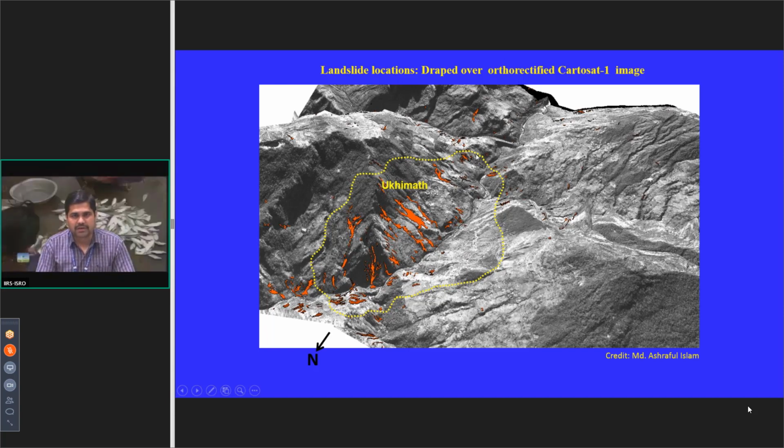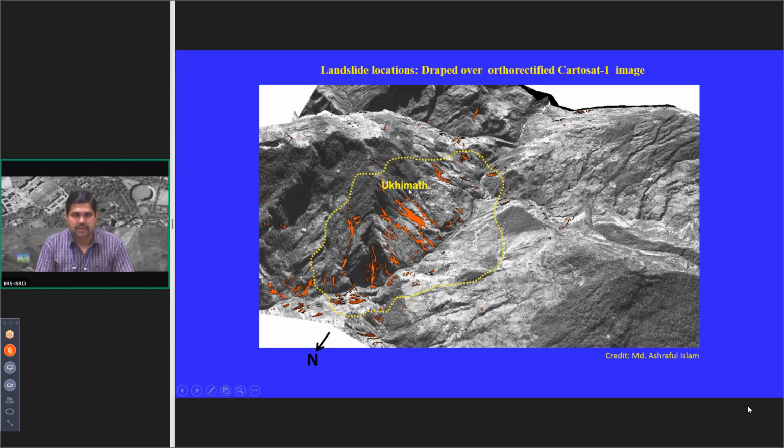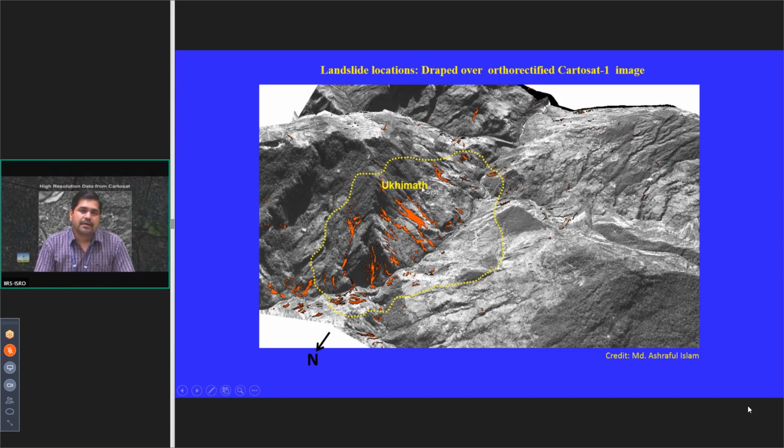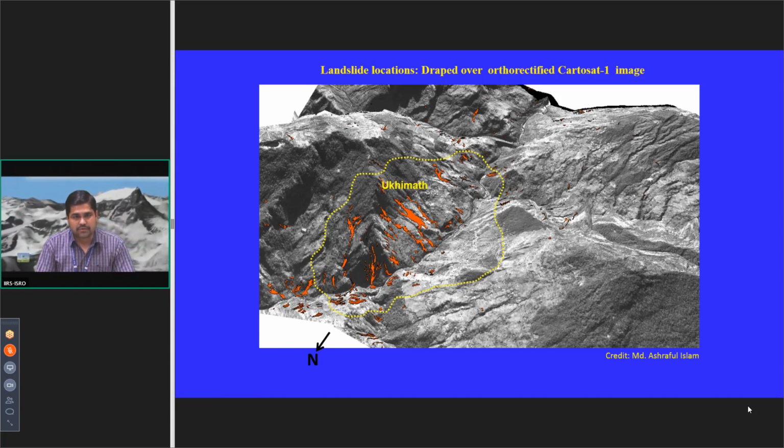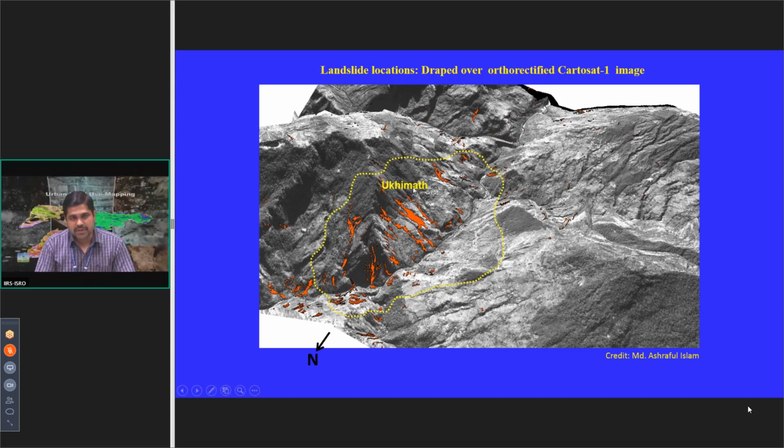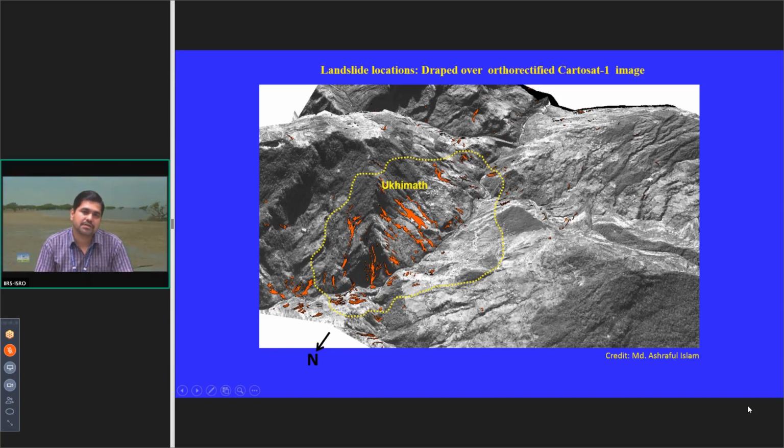The same inventory map, we have draped it over a Cartosat image just to show how it looks in 3D. So the Ukhimath town is before Kedarnath. The town is there towards your Kedarnath shrine. The Ukhimath village has been affected by landslides since long, 1998, then 2012. There has been reactivation of landslides on this slope. This side is Guptkashi. This slope is more vulnerable. So I have shown these red polygons. They indicate the active landslide zones.